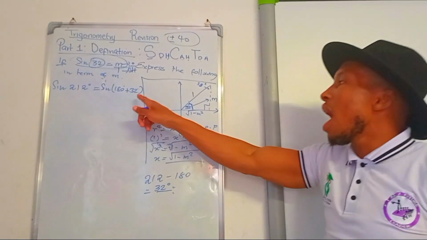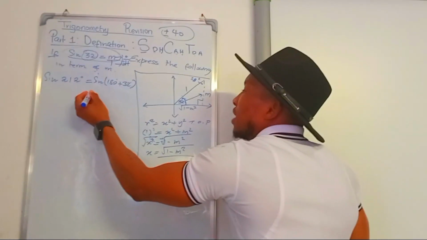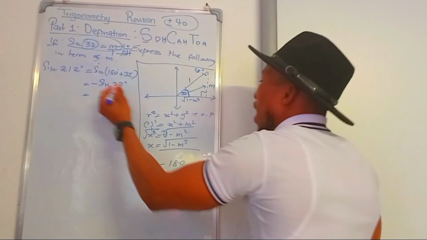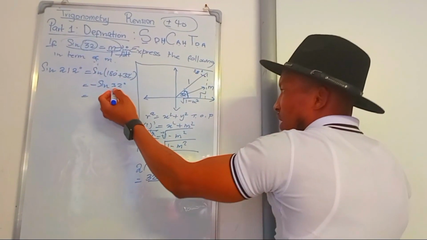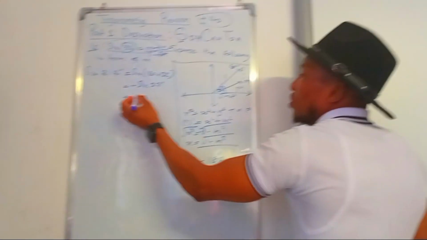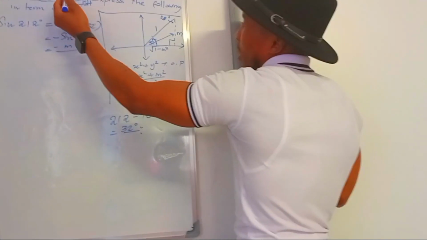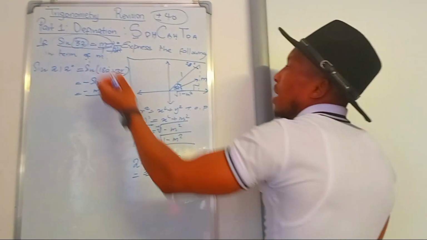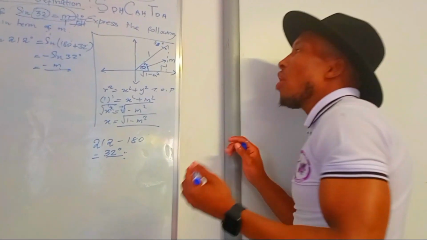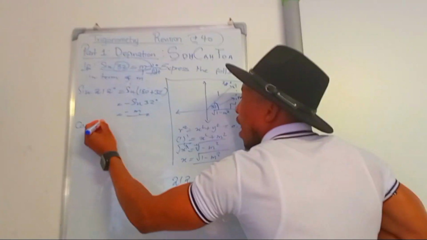Now we have quadrant number 3. Sine in quadrant number 3 is negative, so we have negative sine 32 degrees. The definition of sine is opposite over hypotenuse. Since the statement gives us that sine 32 degrees is equal to m, we get negative m. And also we have another one: determine cos 58 degrees.